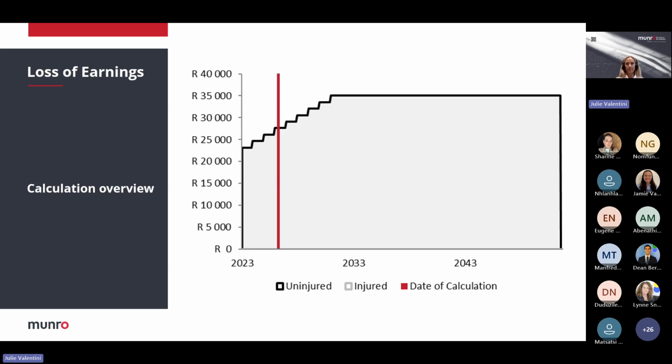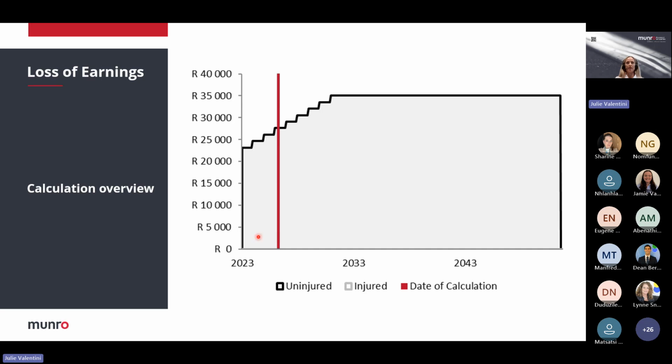When we do a loss of earnings calculation, there are two earning streams that are important to consider. The first one is the uninjured earning stream, sometimes referred to as the but-for-the-accident earning stream. That is what I've shown here on the graph. On the x-axis, the bottom axis, we have the calendar year. In this case, in 2023, the accident occurred. This red line is the date of calculation, and then retirement is right on the end here.